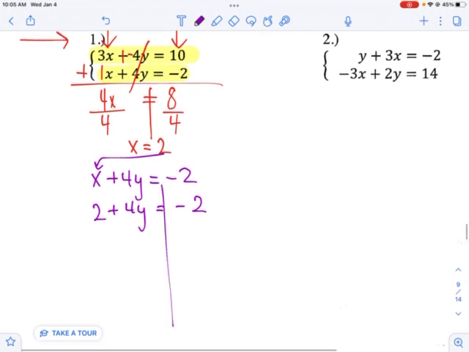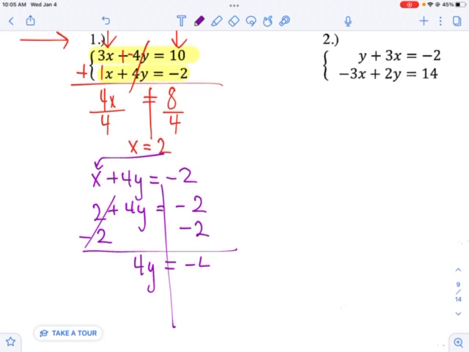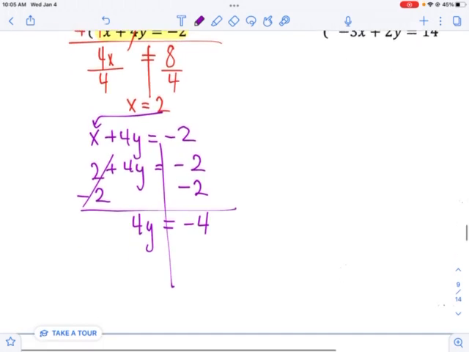Got to solve a two-step equation to get my y value. Subtract 2 from both sides. 4y equals negative 4. Divide by 4. And I have y equals negative 1. All right, so I have my x value and I have my y value.